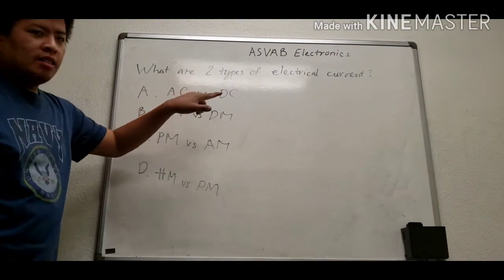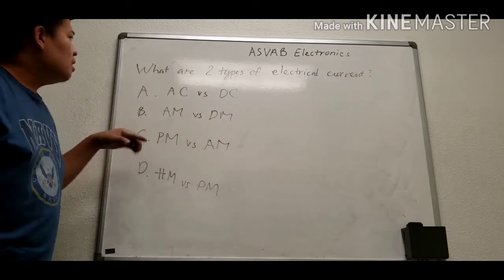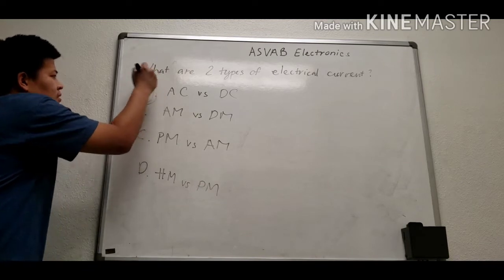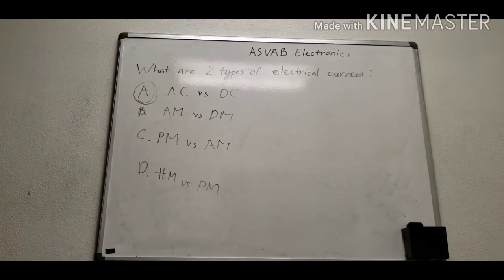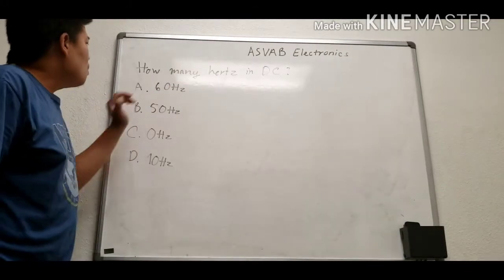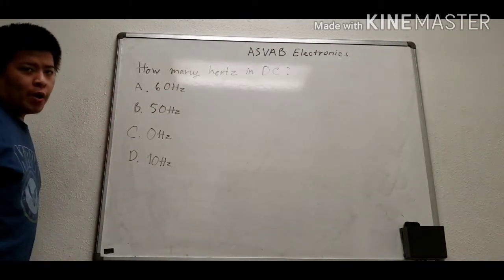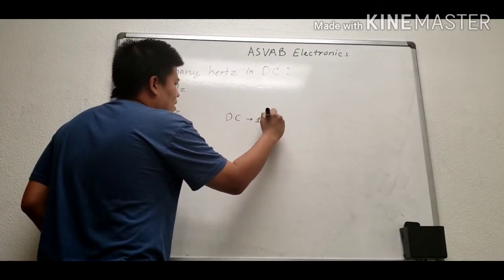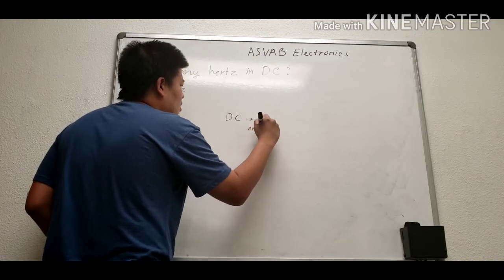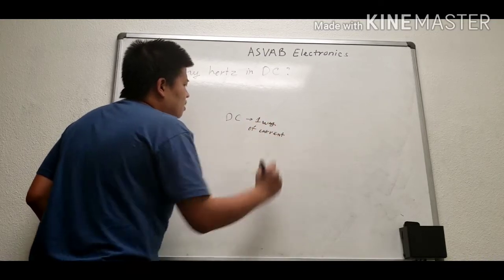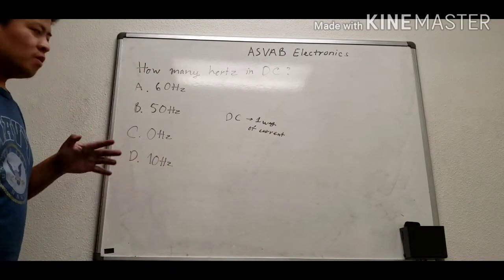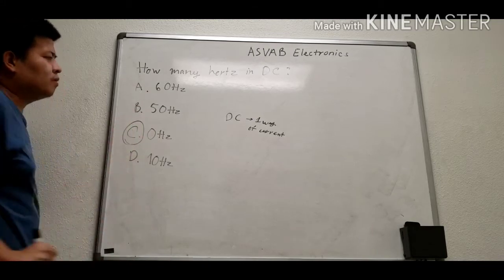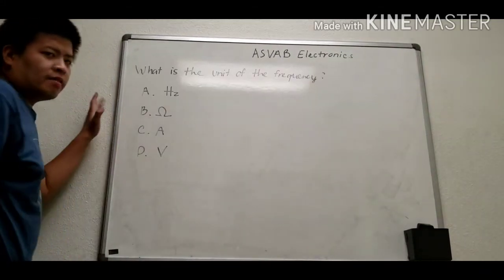What are two types of electrical current? In here, AC and DC are the correct answer. In DC, we have A, B, C, D. We know that DC is one way of current, so they don't change another way. So that's about 0.